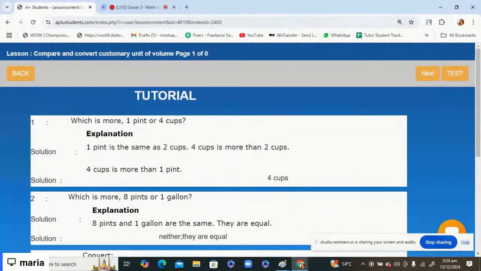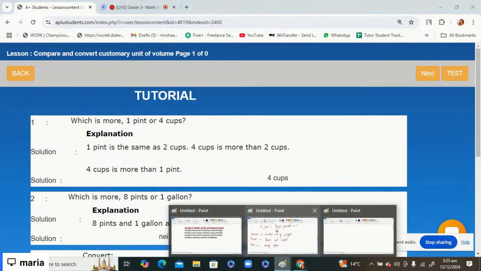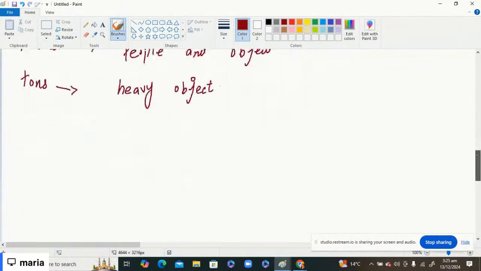So first of all, let's discuss how to compare and convert the customary units of volume. We are going to find that out firstly. Okay. So if they are talking about the volume, so the volumes can be measured as gallons, quarts, pints, cups, fluid ounces, or tablespoons. Okay, let me just write everything here. Then you are going to copy it down.